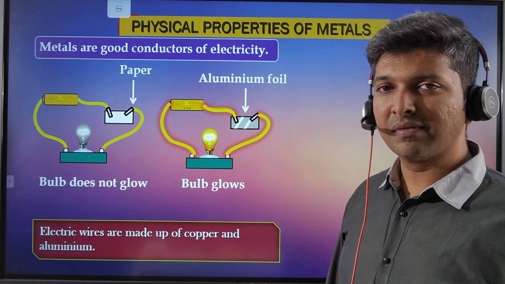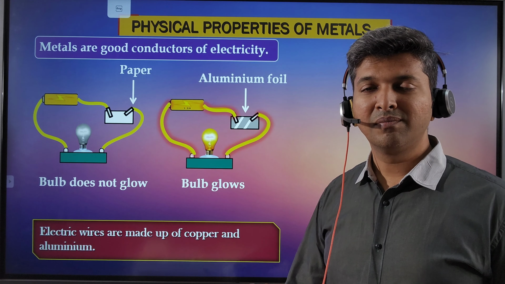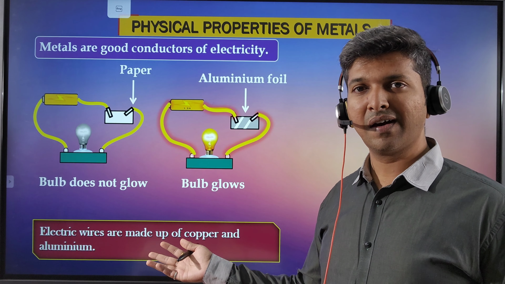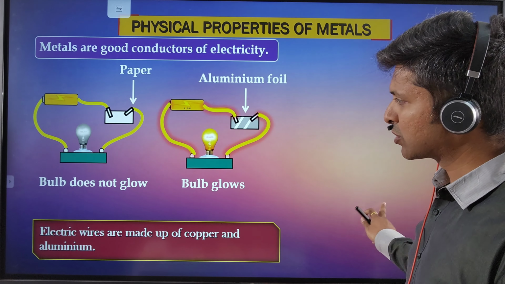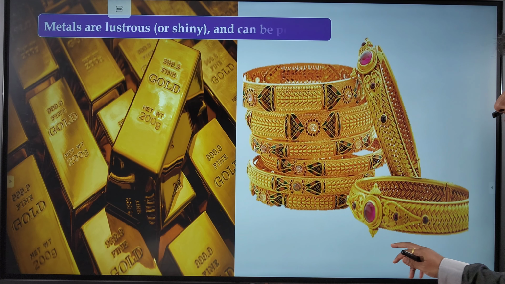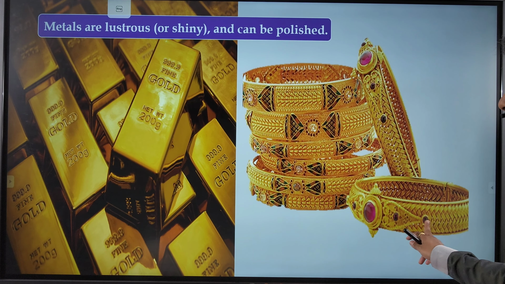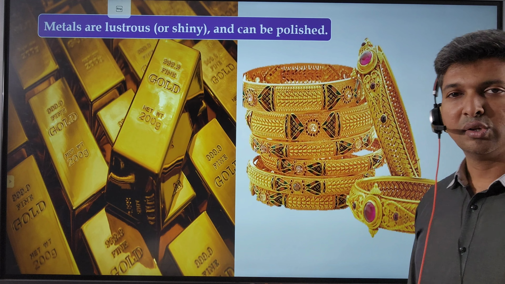Why copper? Why not silver, when silver is the best conductor? Silver is too expensive. अगर silver के wire बनाओगे चोरी हो जाएंगे, ठीक है? So we don't make wires of silver. Then metals are lustrous or shiny. They can be polished, hence they are used in jewelry.